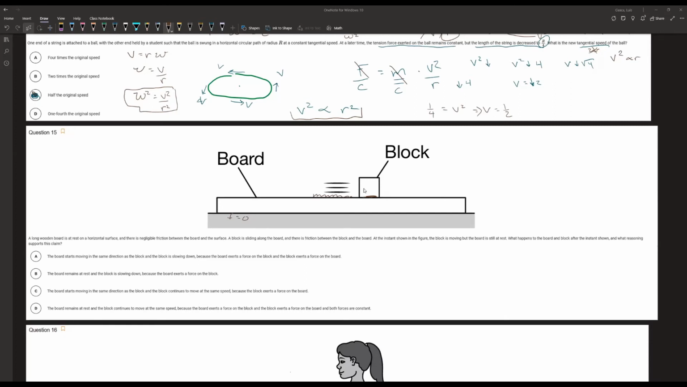So for whatever reason, at this instant, the board was at rest, but the block was moving that way. Oops, relaunch polling.